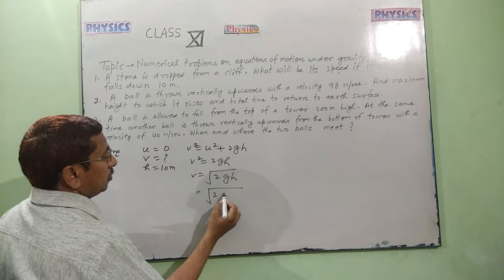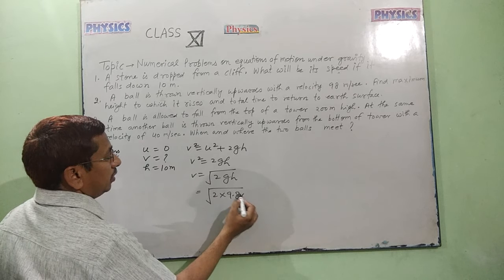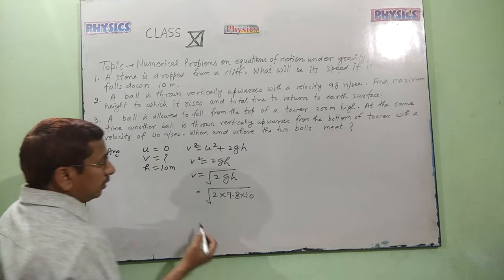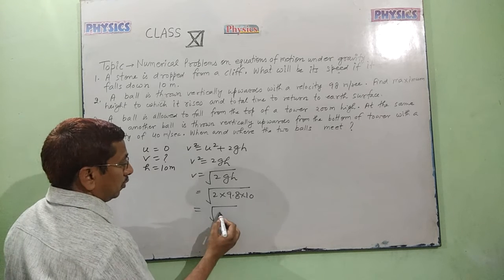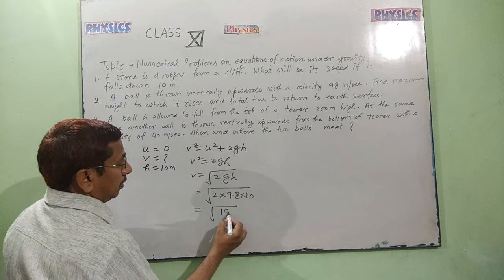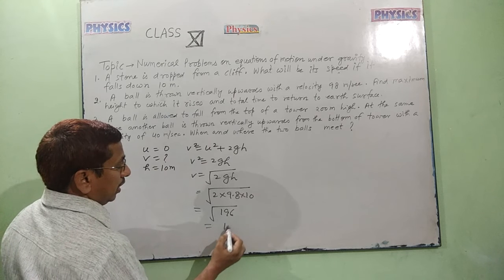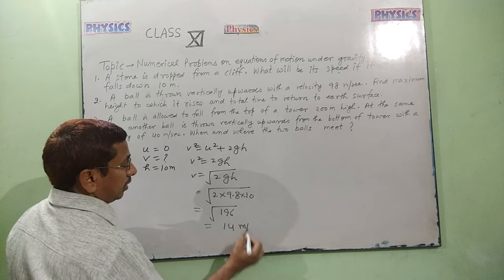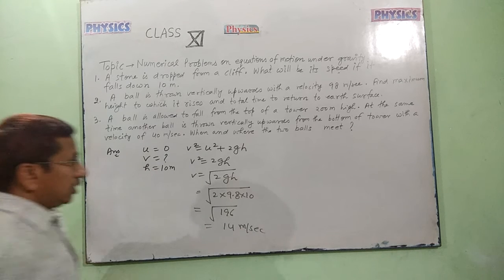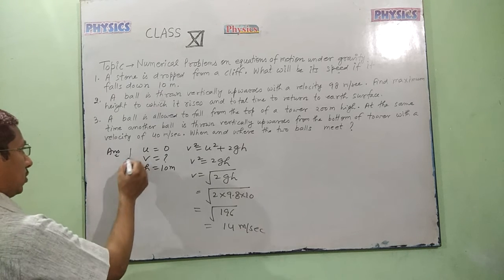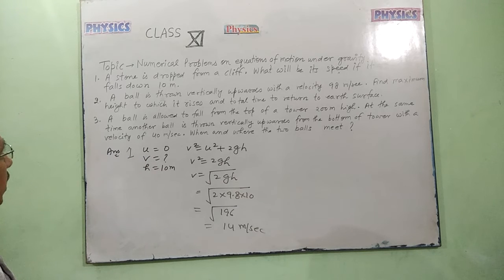On putting the values, g is 9.8, h is 10, root 196 and this is 14 meter per second. This one, okay? Is your first question. Come to the second one.